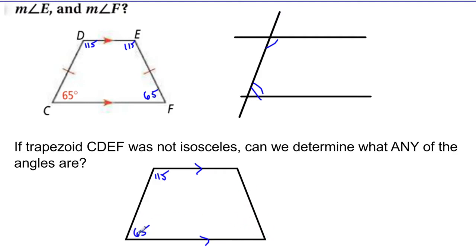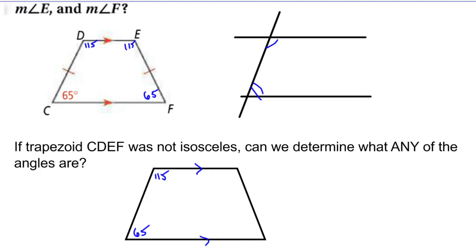Because this 65 does not necessarily show up on the other base angle because it's not isosceles, which means I don't know anything about this one either. So I can't necessarily say how the rest of the 360 is split up between these, but I do still know that same side interior angles are supplementary. That's true of all trapezoids all the time because it has that set of parallel lines, okay? So we can still fill in some information if it's not isosceles, but we definitely can't fill in everything without some more information, okay?